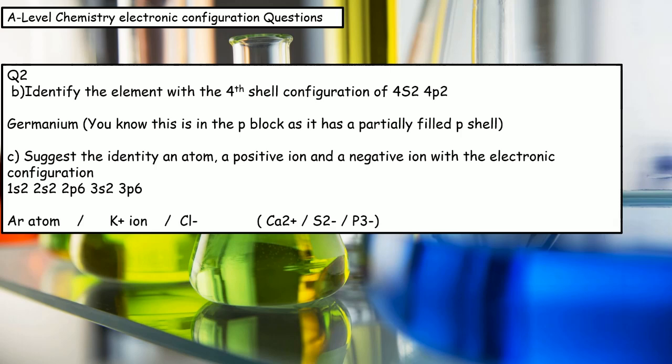A chlorine atom has 17 electrons, one away from that argon noble gas configuration, so gains an electron to become a chloride ion and ends up with that configuration. Some other positive and negative ions that end up with that configuration: you've got the calcium ion, you've got the sulfide ion, and the phosphide ion.